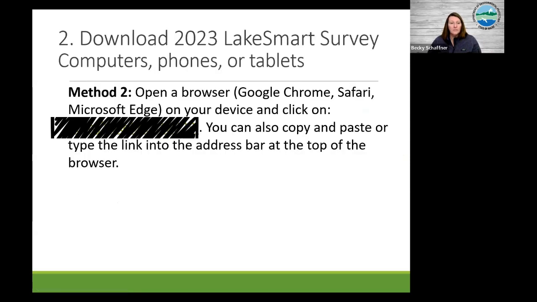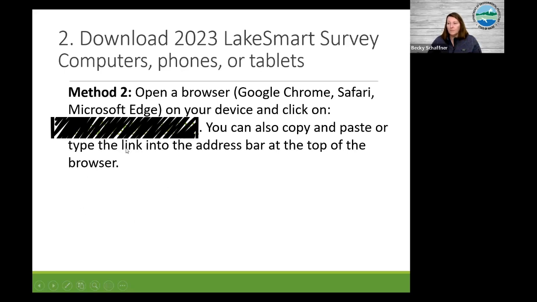And method two, this works if you're on a computer, or it also works on phones and tablets. Basically this just uses a URL, a link to access and download the survey. So what you need to do, you open a browser, Google Chrome, Safari, Microsoft Edge, they all work on your computer or phone. And if you happen to have the PDF open, you can click right on this link, the bit.ly LakeSmart 2023 link, and that will download the survey.